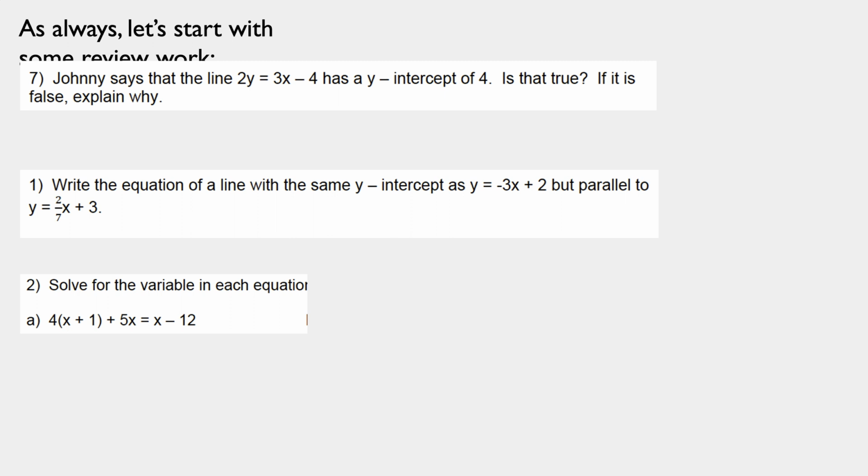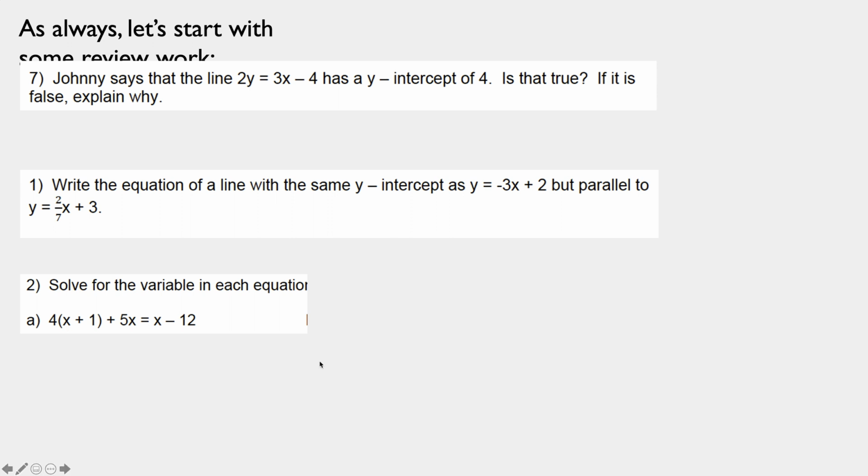Okay, so Johnny says that the line 2y equals 3x minus 4 has a y-intercept of 4. Is that true? If it's false, explain why. It's definitely false. At first glance, it looks like -4 is the y-intercept.